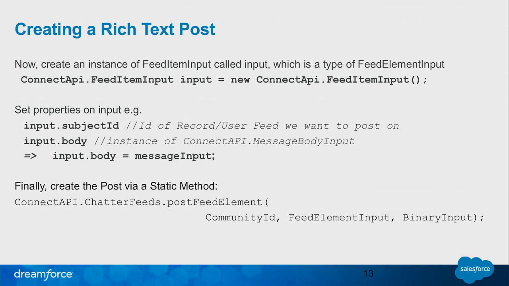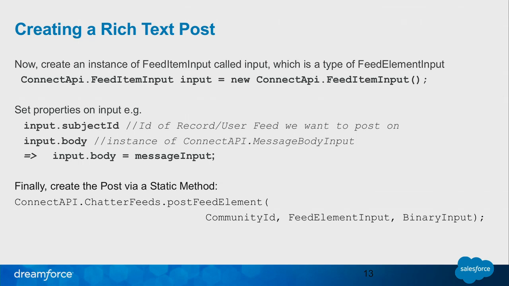And finally, at the bottom is where we actually get to post that into the chatter feed. So it's a static method, but it's taking an instance of a class. ConnectAPI.chatterFeeds.postFeedElement. And one other thing I want to point out, because this is another place in the ConnectAPI where I think people get a bit confused.